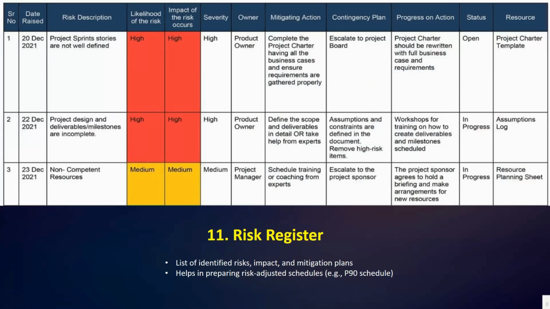So, number 11, we have risk register. You can say it is a list of identified risks, impact, and mitigation plans, and helps in preparing a risk-adjusted schedule. For example, a 90% schedule. So actually, every project has risks, and the risk register identifies these risks. It describes their potential impact and records the mitigation plan.